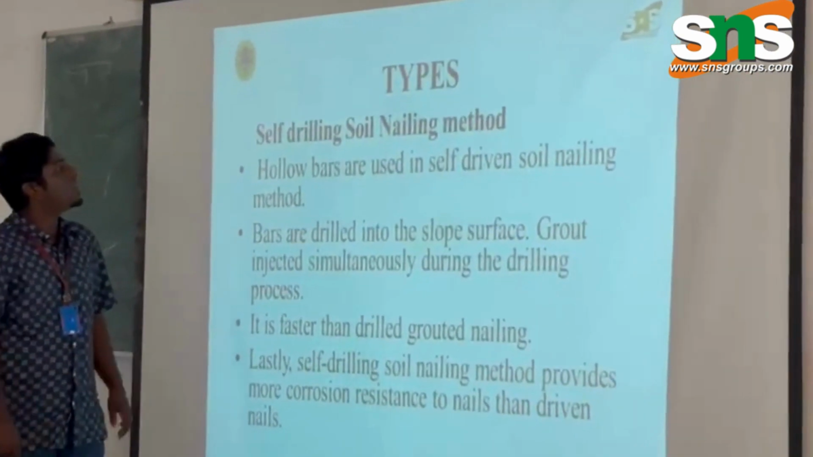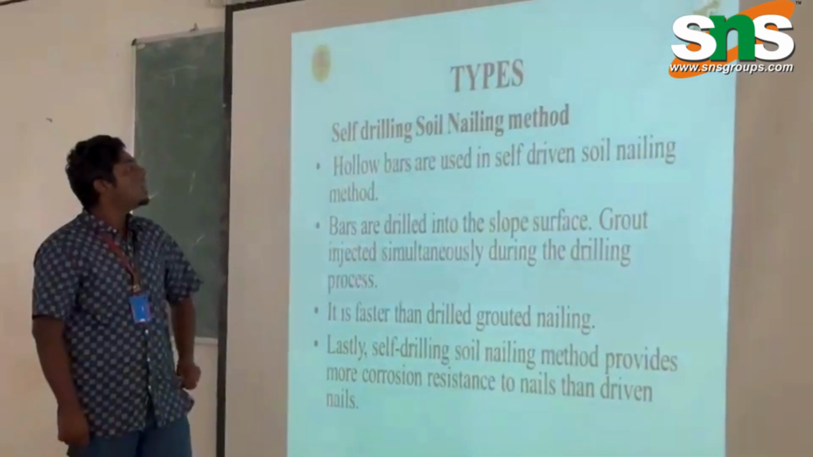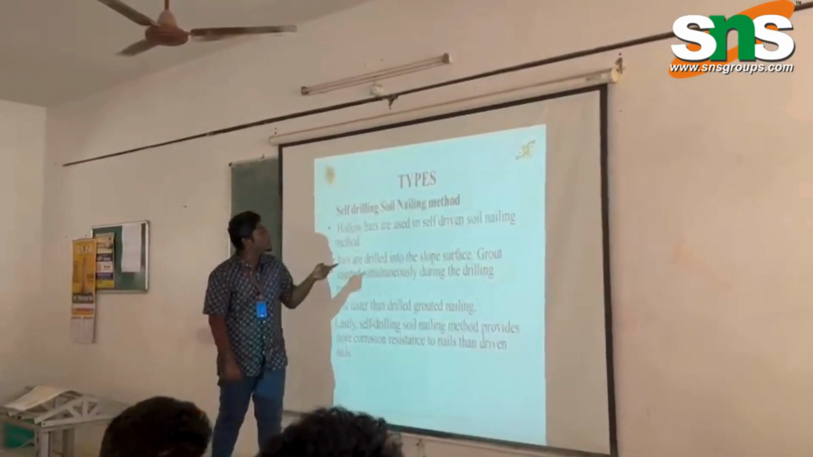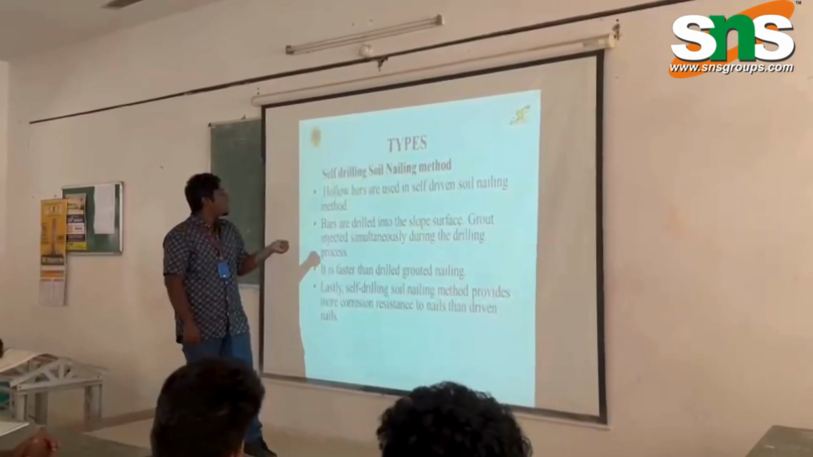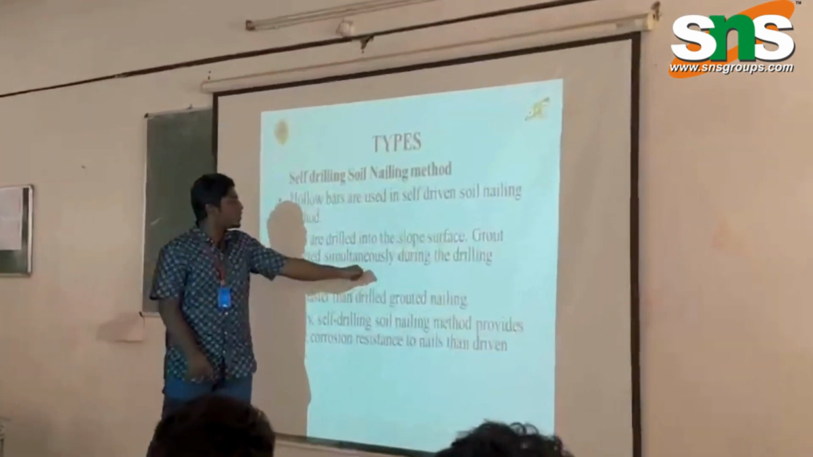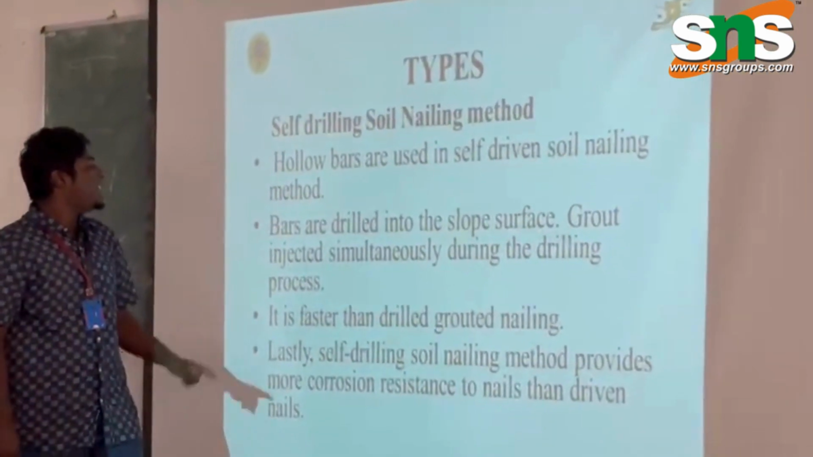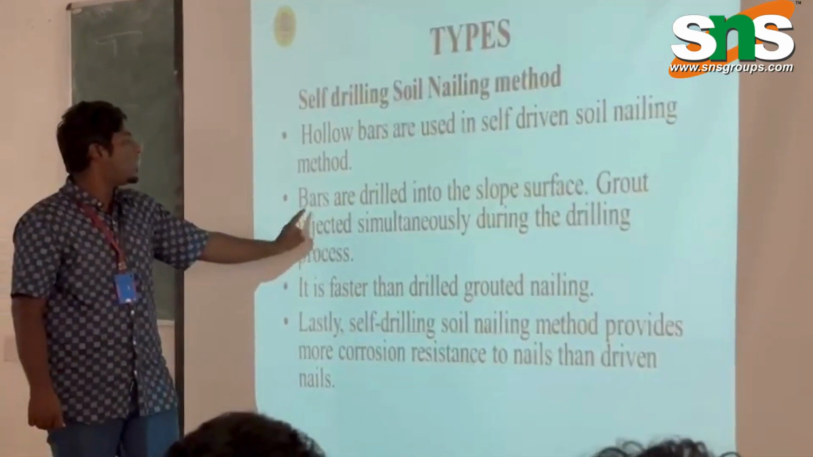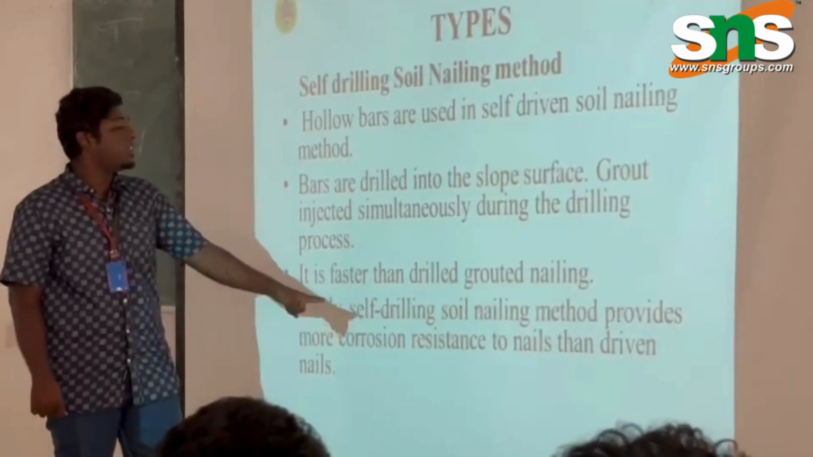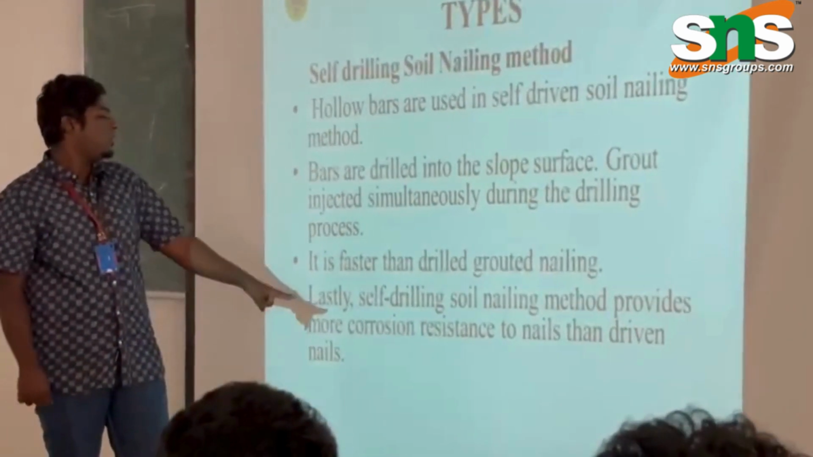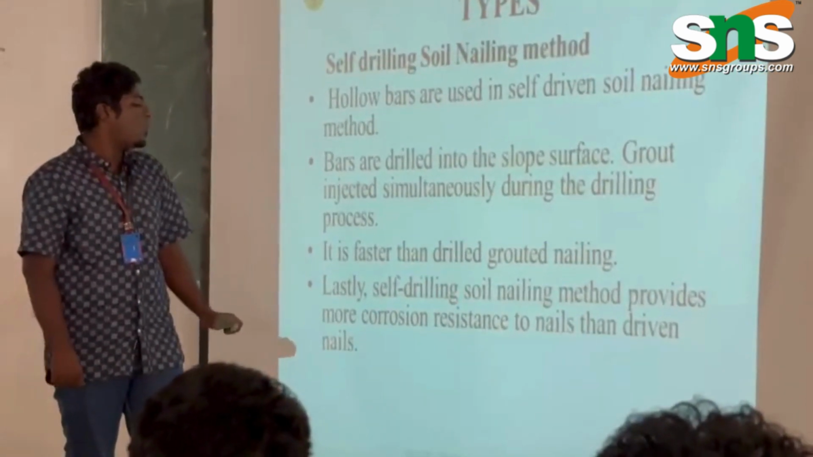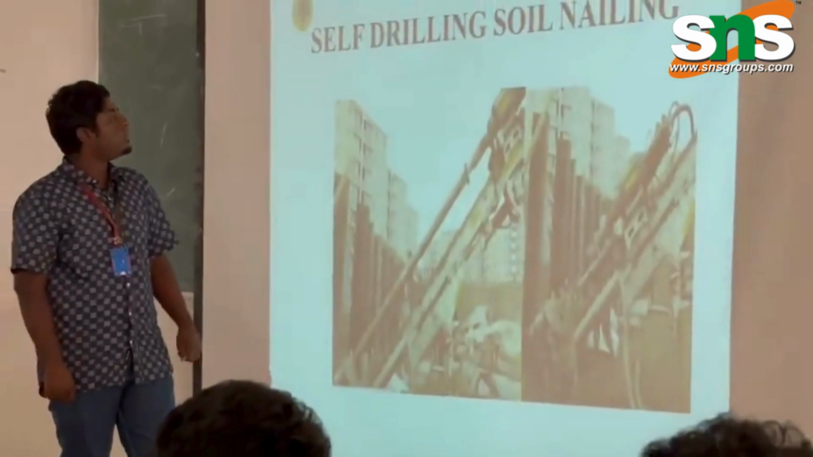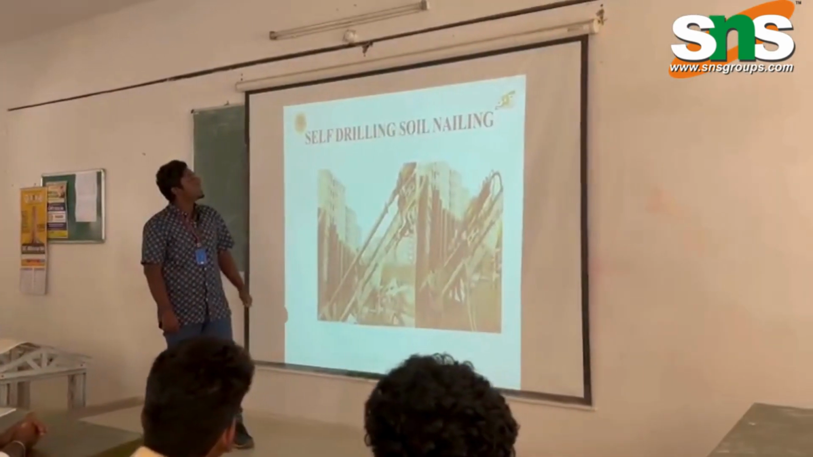And next is the self-drilling soil nailing method. The self-drilling soil nailing method uses hollow bars. Bars are drilled into the slope surface area and grout is injected simultaneously during the drilling process. It is a faster drilling and grouting method. Self-drilling nailing provides more corrosion resistance and easier drilling in difficult materials. It's a picture of self-drilling soil nailing.